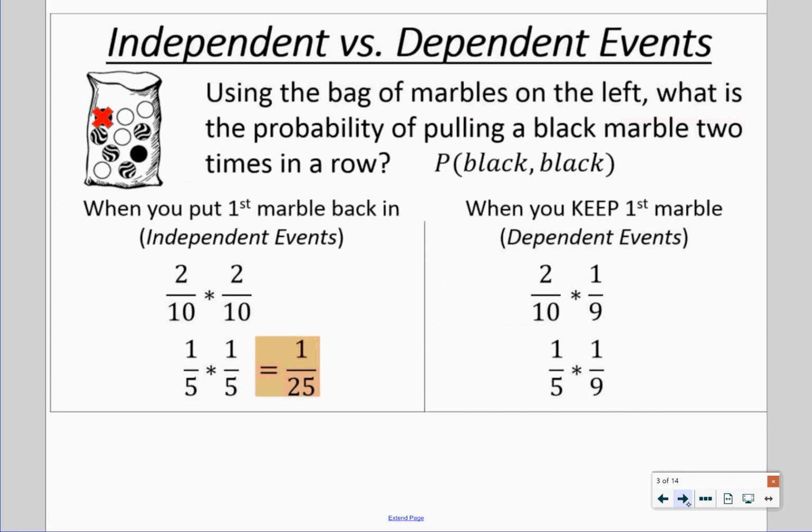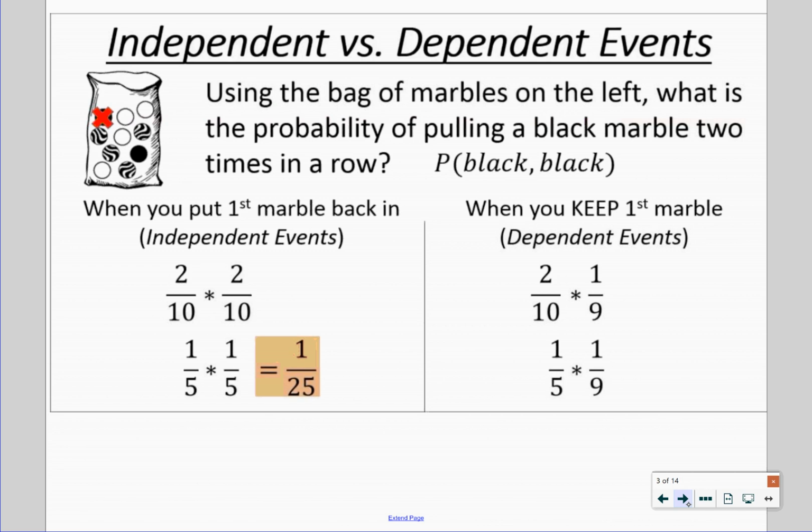So the probability notation would look something like this: the probability of black and then black. When we see or hear or can interpret the word and, it's going to be multiplication. That's the multiplication rule we're going to see in a second. If we have independent events, that would be like putting the marble back in after my first pull. That's with replacement. So the probability of drawing a black marble would be 2 out of 10. I put that black marble back in the bag, so on the second trial, it's also 2 out of 10. And if I multiply those together, I get a 1 out of 25 probability.